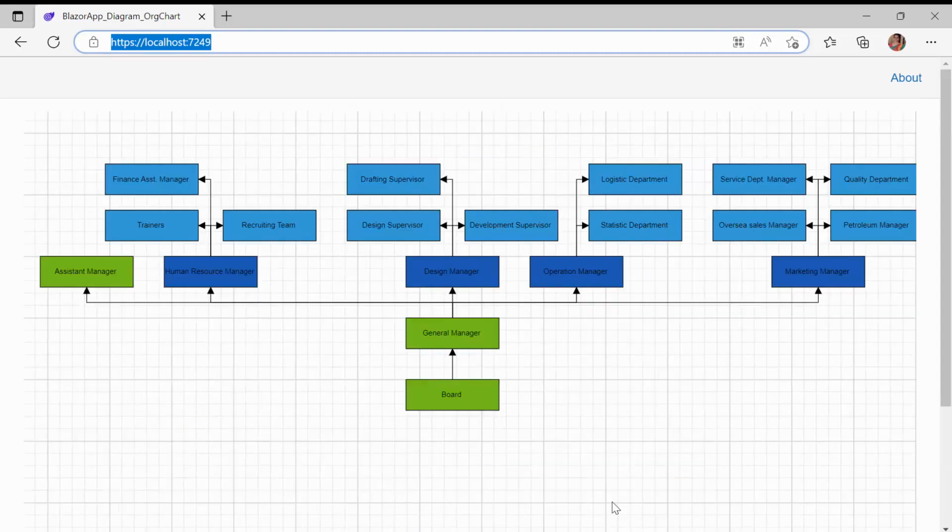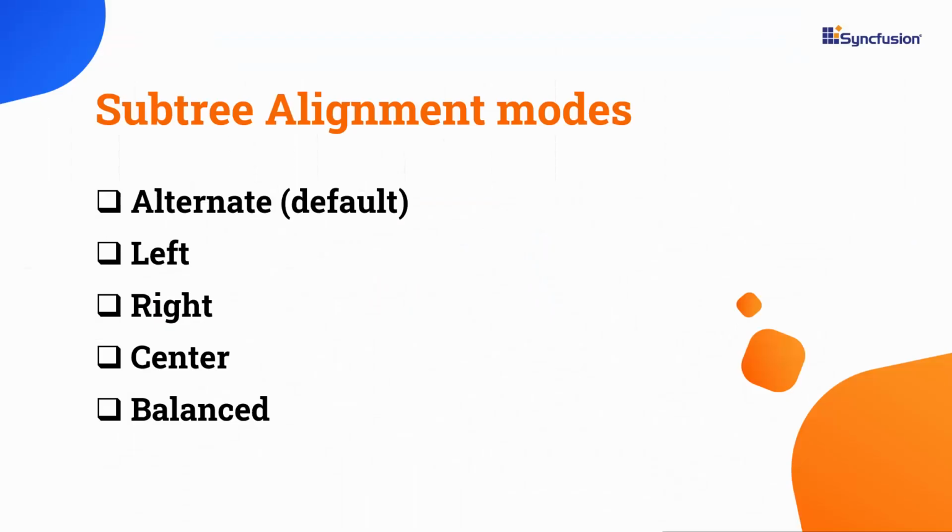By default, the subtrees are aligned in alternate mode, which means the subtrees, Design Supervisor and Development Supervisor, are aligned alternatively on the parent node, Design Manager. Apart from this default alternate alignment, the diagram also supports left, right, center, and balanced. Let me show you how to set the left subtree alignment.